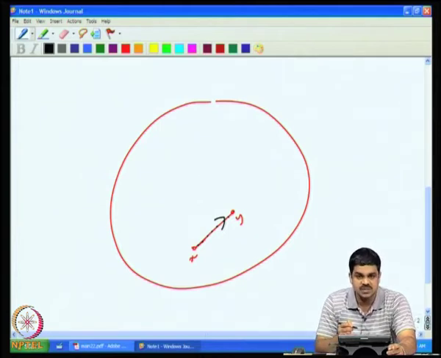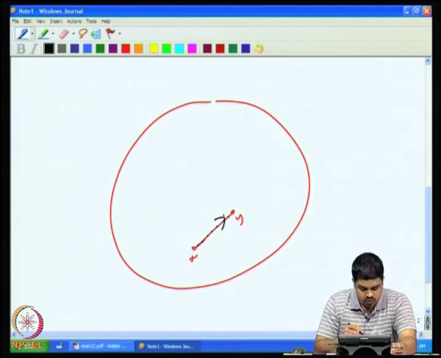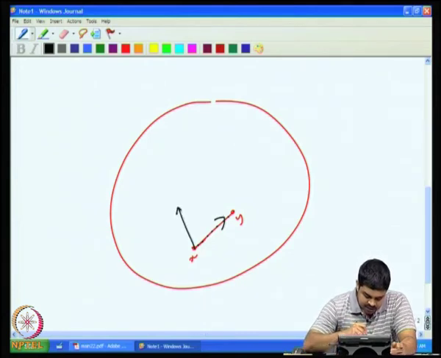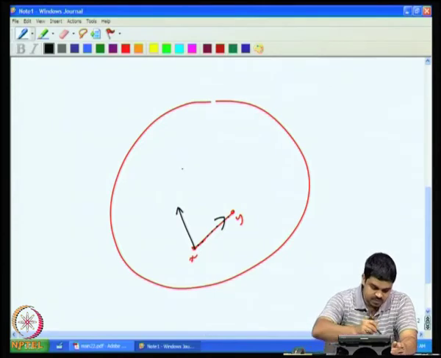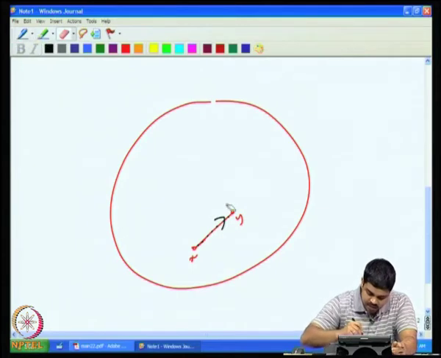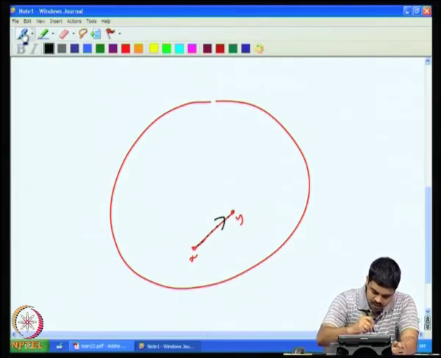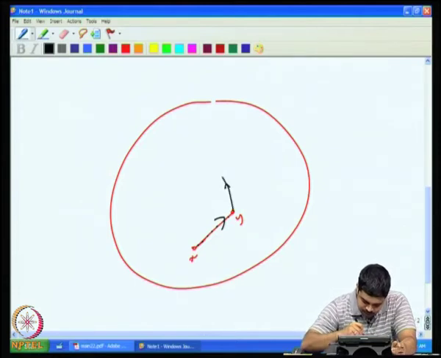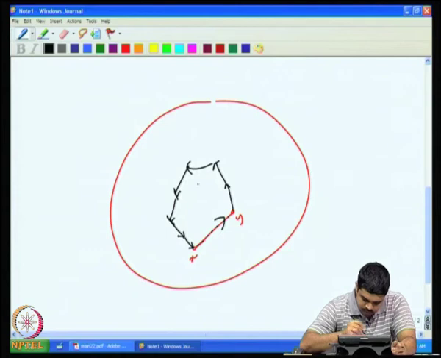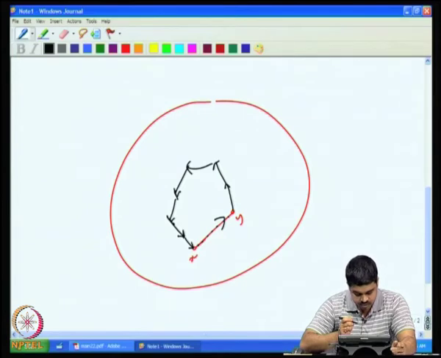Why? Because D' was selected as a maximal acyclic subgraph of D. Therefore, when you add xy, there should be a directed cycle. Which means that in D' there should be a directed path going like this and somehow reaching here. It should be possible to start from y and reach x like this. This is what we know, right.